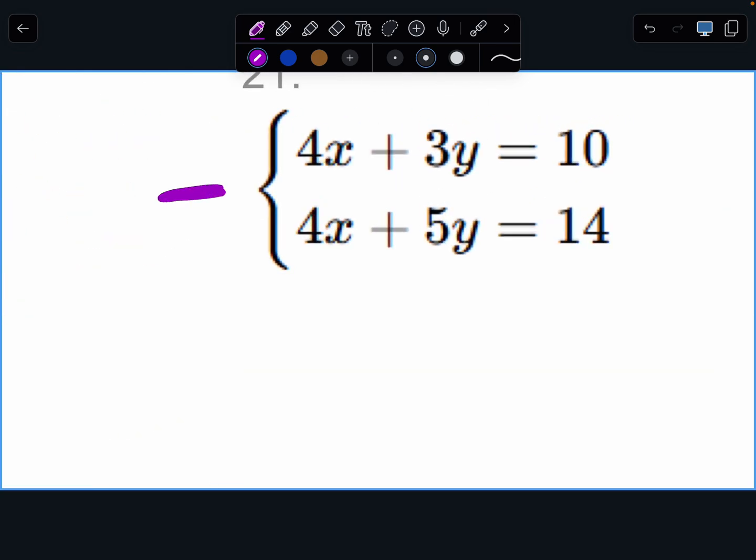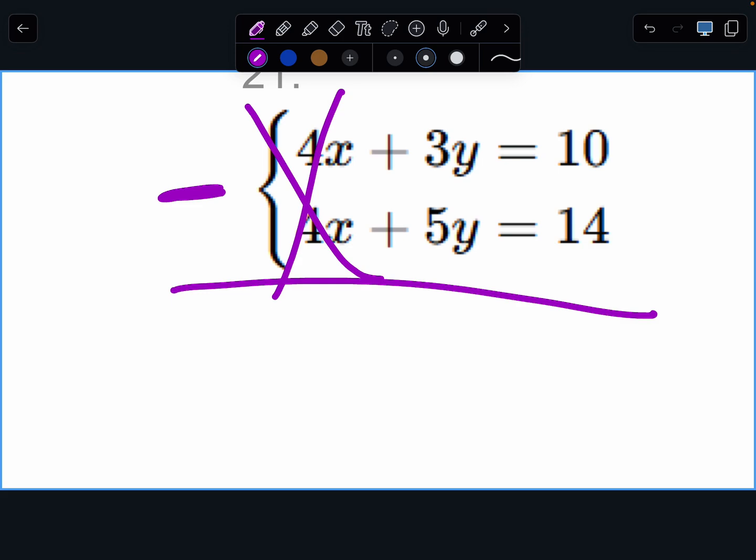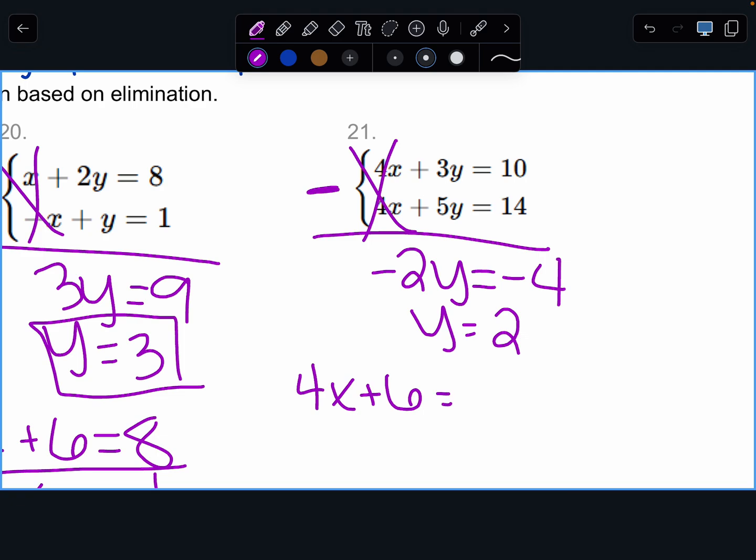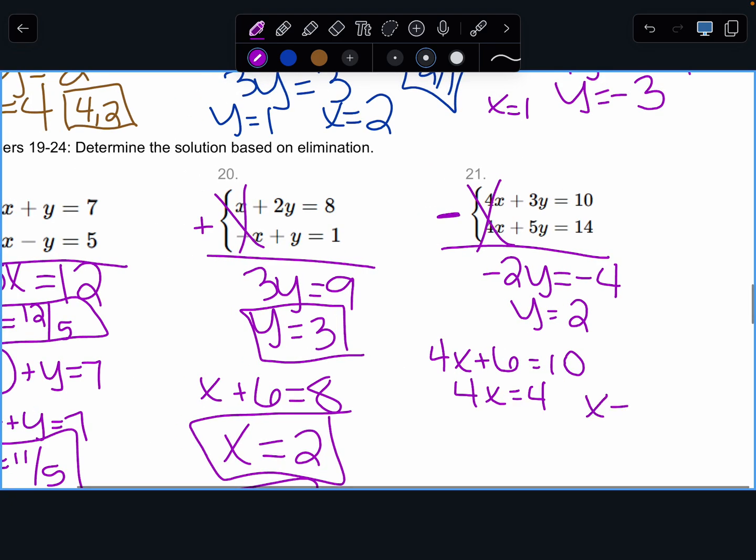This one, I would subtract them. These cancel. Negative 2y equals negative 4. y equals 2. And if y equals 2, we would get 4x plus 6 equals 10. We get x equals 1.